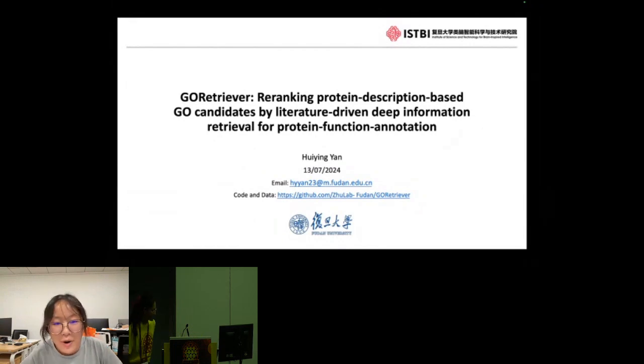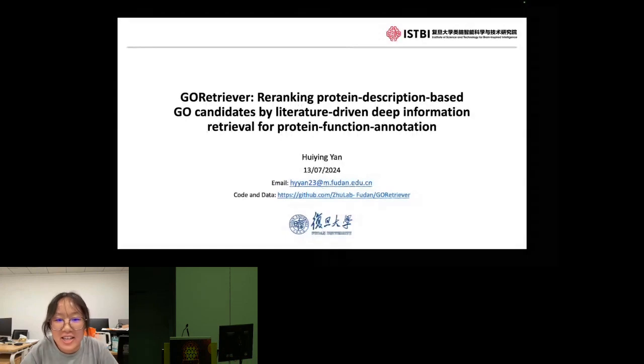Today, let me introduce our work, GORetriever: ranking protein description-based GO candidates by literature-driven deep information retrieval for protein function annotation. Yeah, that's a long title.